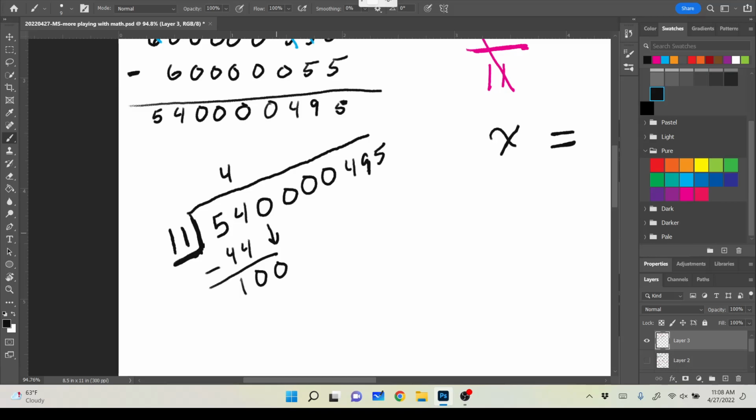11 goes into 100 how many times? 10. What's 11 times 10? 10 times 10 is 100. What's 11 times 10? 110 actually, but so that's too much. So it's got to be what? 9. What's 11 times 9? 99.